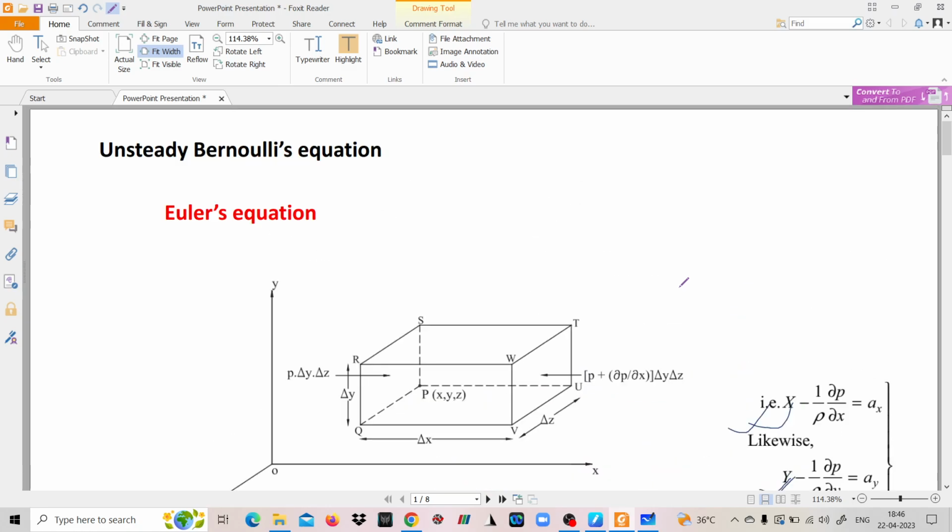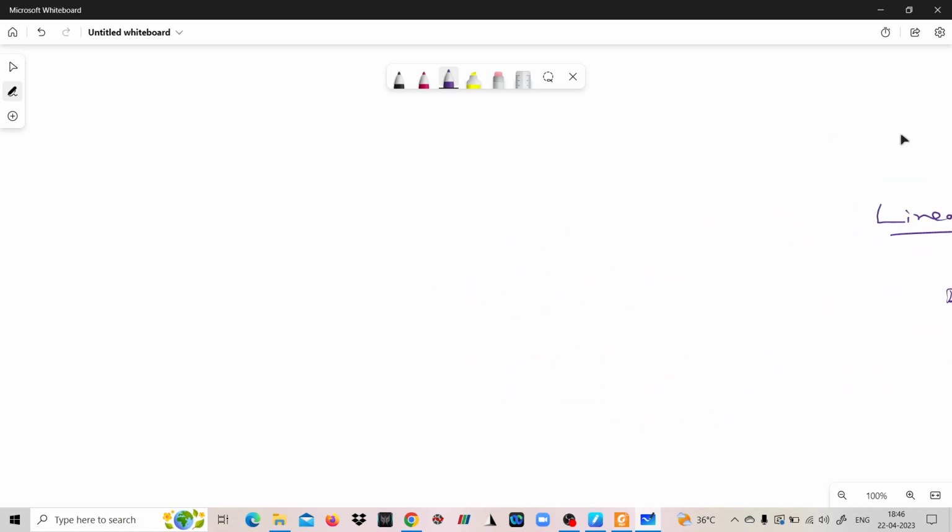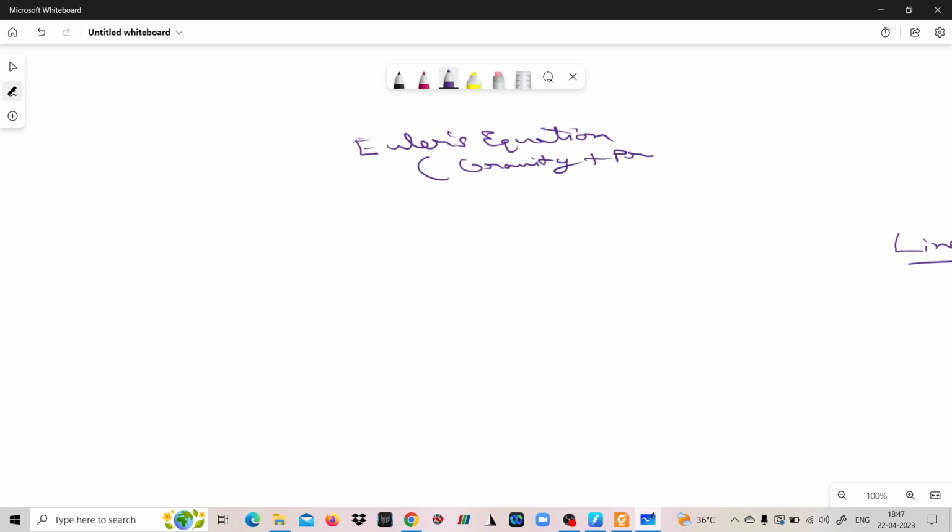So unsteady Bernoulli's equation, if we try to look at it step by step, what is the procedure? It is derived from Euler's equation. Now what is Euler's equation? It is basically a force balance equation, which takes into consideration only the gravitational force and the pressure force, which is the surface force. Okay, gravitational force plus pressure force.